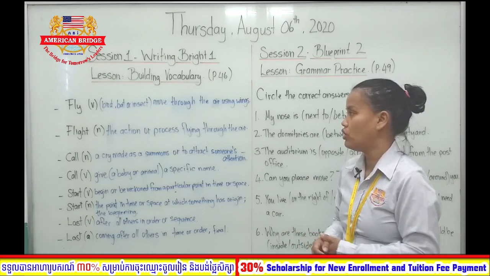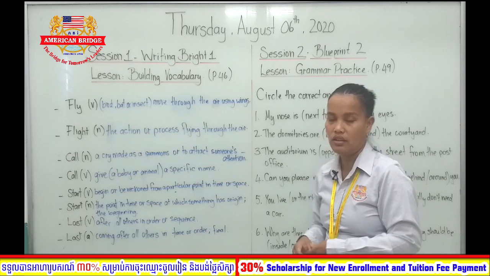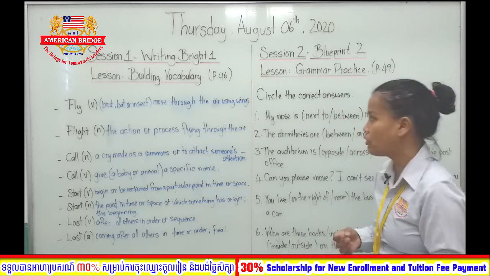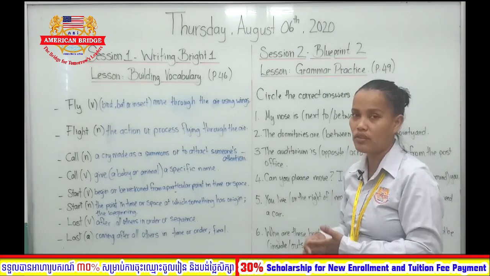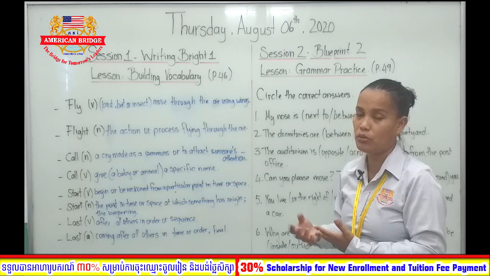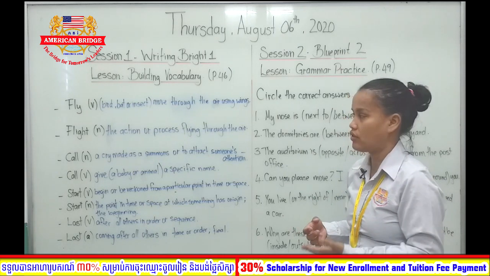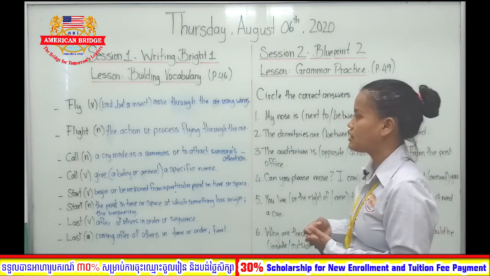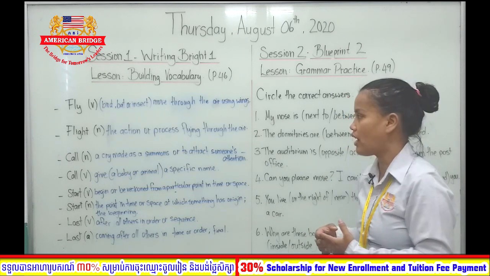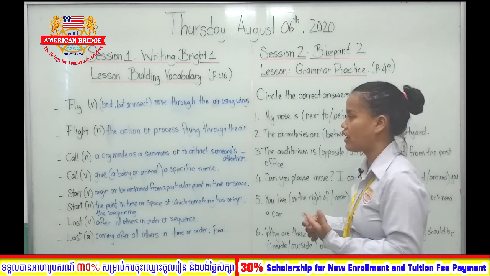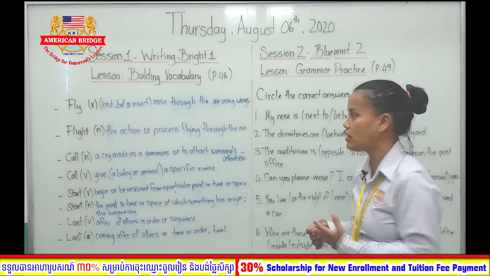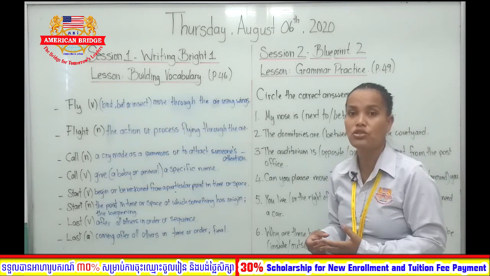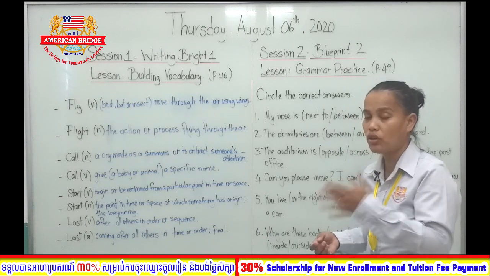All right, so let's have a look at the first word, fly. Now fly is a verb. It's used for birds, bats or insects that move through the air using wings. So anything that uses wings, okay? Mostly we use fly with animals, like birds, insects and bats. Flight is a noun. It's the action or process of flying through the air. Mostly used for a plane. For example, my flight goes through the Atlantic Ocean.